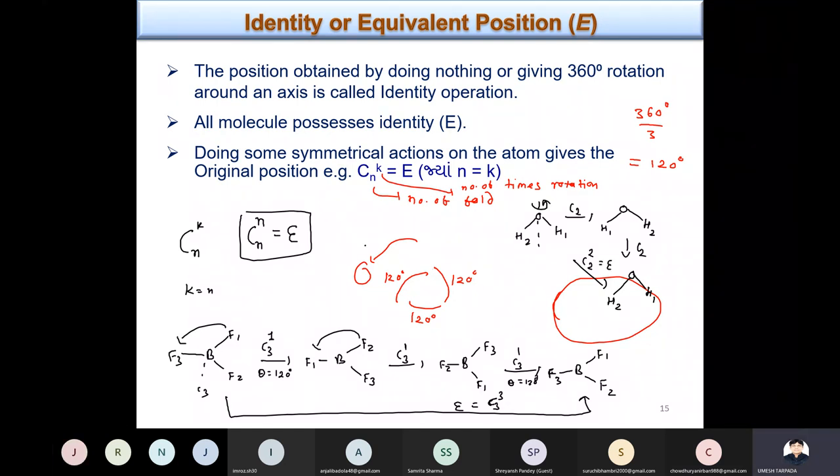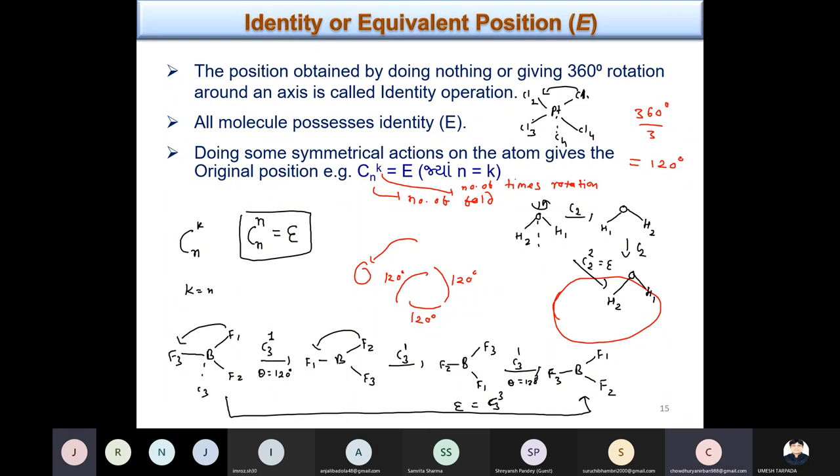Isi tarah aapke paas suppose platinum Cl4 hai, to kitne time rotation dege? Four time. Good. First time Cl1 kahan pe jayega? First time C4 axis hai, Cl1 Cl2 ki jagah, okay? Second time Cl1 Cl3 ke jagah yahan aa jayega, uske baad yahan aa jayega. So in this way you can give four time rotation, so Cl1 comes to its original position. So C4 raised to 4 is also identity.